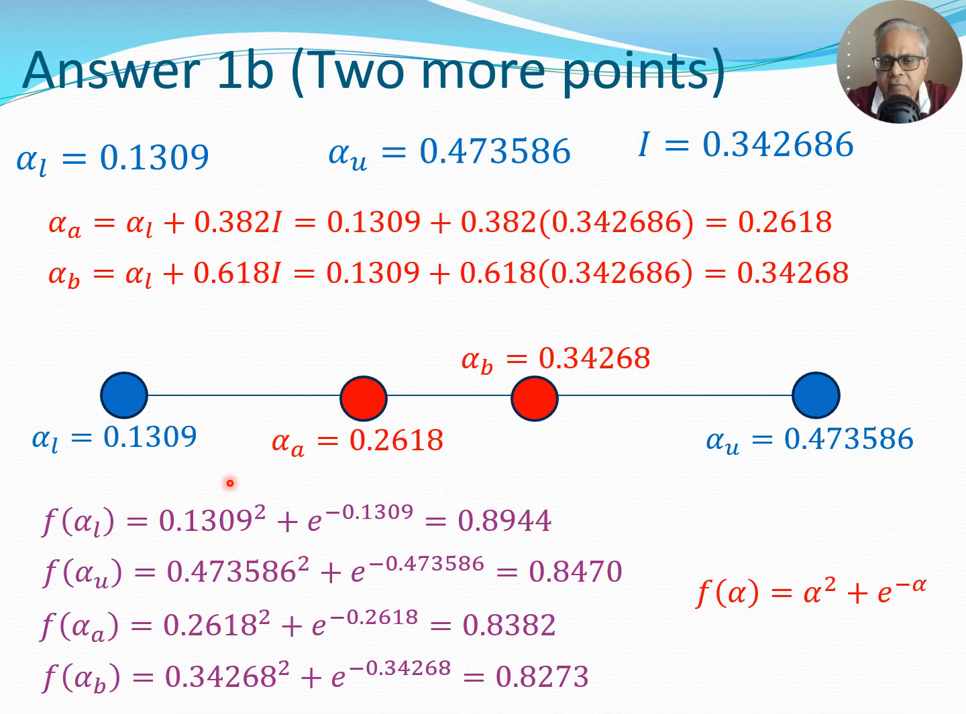So remember, we bracketed the minimum between these two blue circles, and now we obtained these two new points from these two formulas here. Now, of course, this graph is not to scale, but it does show you the kind of points which are out there. Now, I can immediately calculate the function values at these points. Remember, the function is given by this expression here. So I get the corresponding values here.